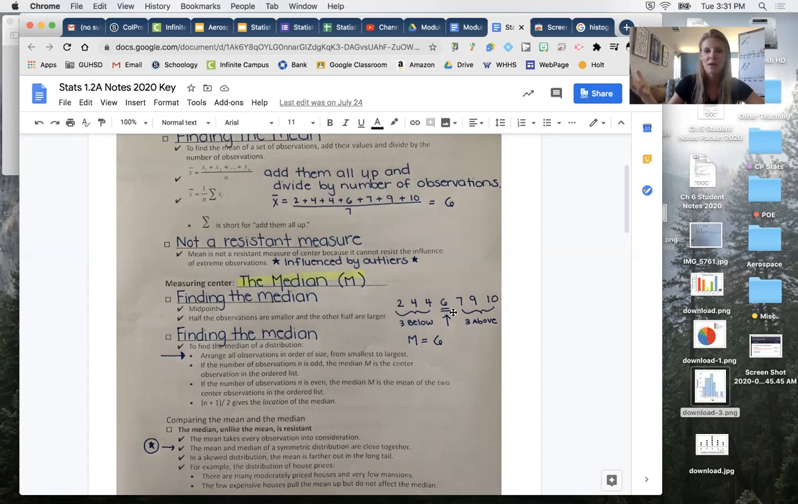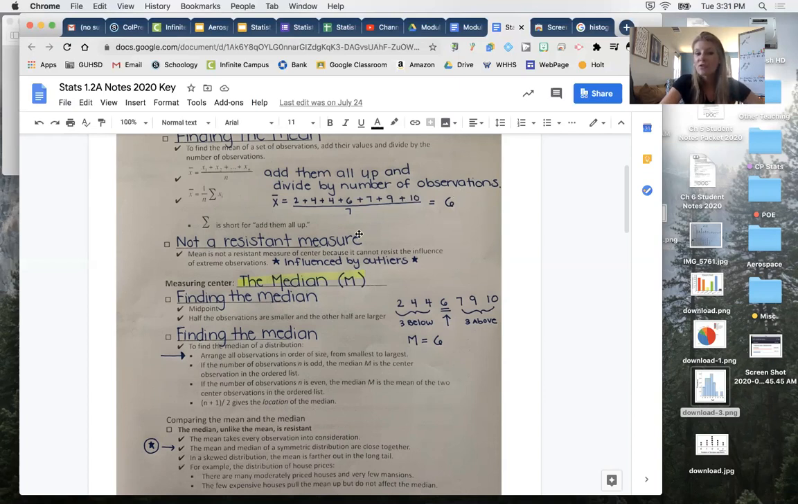It's resistant to change. When I come to this one though, if I did 2, 4, 4, 6, 7, 9, and I change this to 100, I'm adding all of those values up and then dividing by 7. All of a sudden, this number is so much higher. I'm guessing in the 20s, 30s. So we go from it being 6, now all of a sudden it's in the 20s or 30s.